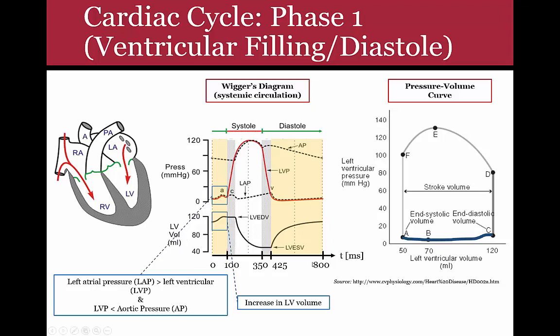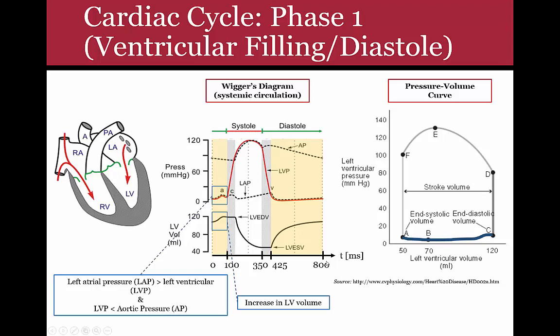On the bottom part of this graph, you're going to see the volume within the left ventricle. So how is that changing in time? The x-axis is basically time. In this case, we're going to assume that this happens over 800 milliseconds. So let's go over it.